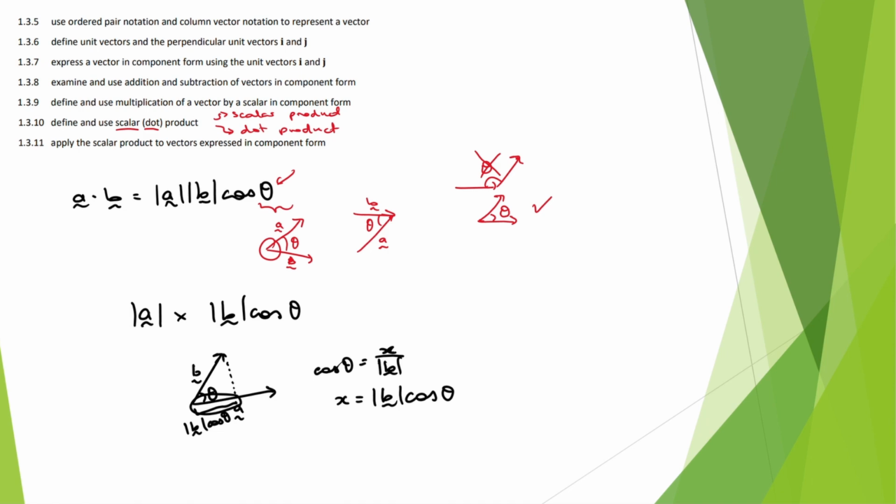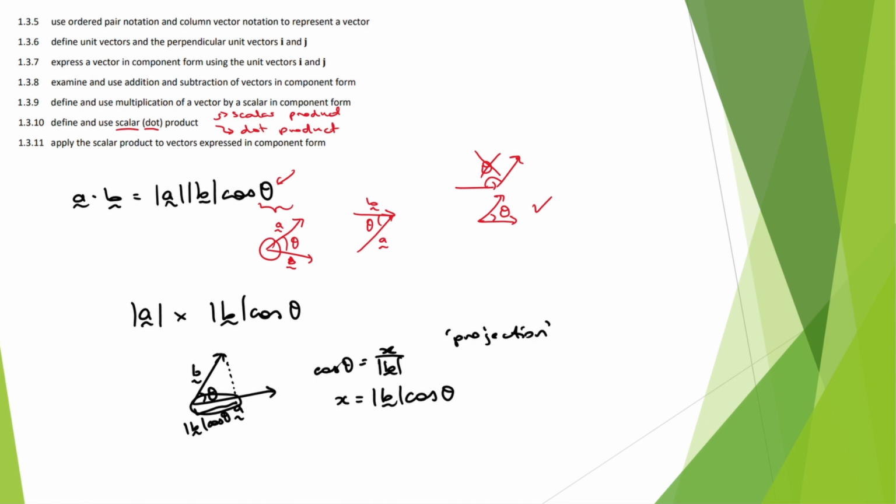So what the scalar product is, it's what we refer to as the projection of B onto A. That is the component of B in the direction of A multiplied by the magnitude of the vector A. And because these are both magnitudes, they're both scalars. And because they're both scalars, the dot product is a scalar, and that's why it's also called the scalar product.